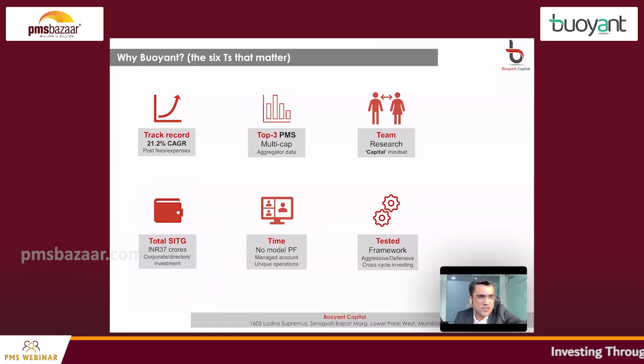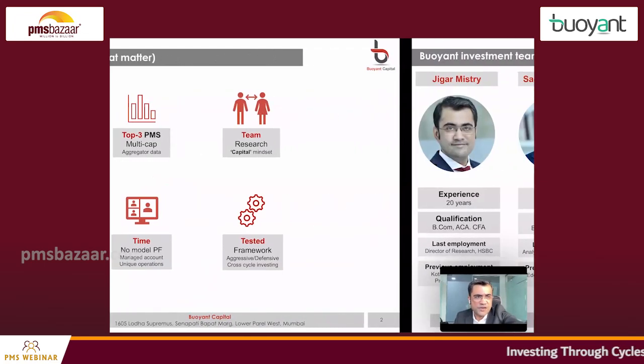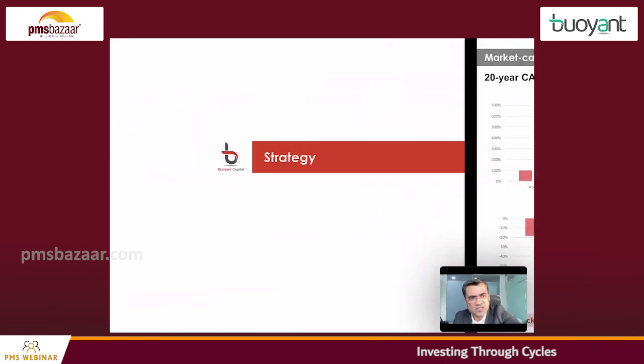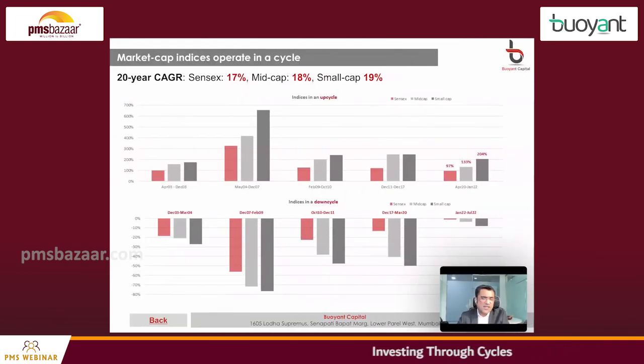Right. So these are the 5 or 6 things that define Buoyant Capital. I'll now come to how we see the world and how we invest in the world that we see. The central thought process is that although human minds think in linear terms, not everything happens that way, and anything that is of consequence always happens in cycles.